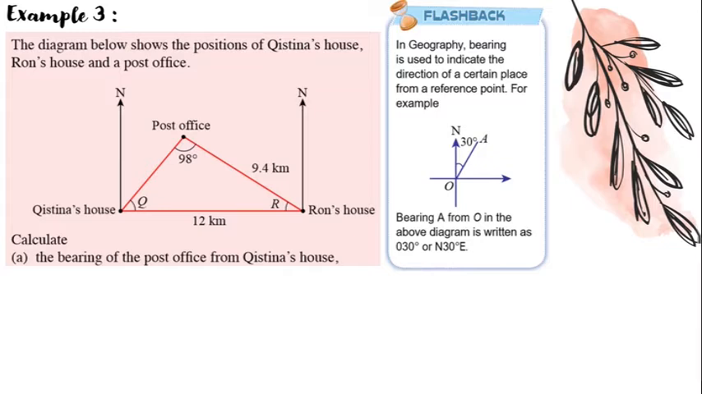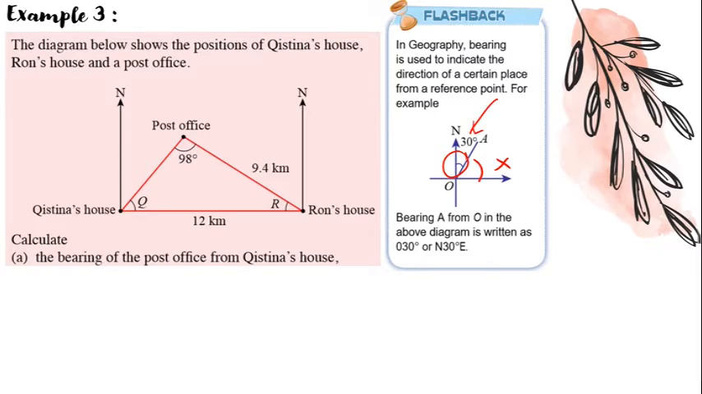So, a flashback in geography: bearing is used to indicate the direction of a certain place from a reference point. For example, in this diagram, the bearing of A from O is 30 degrees. It refers to this angle, not this angle. So you have to be careful when the question asks for bearing. Here, the bearing of the post office from Christina.